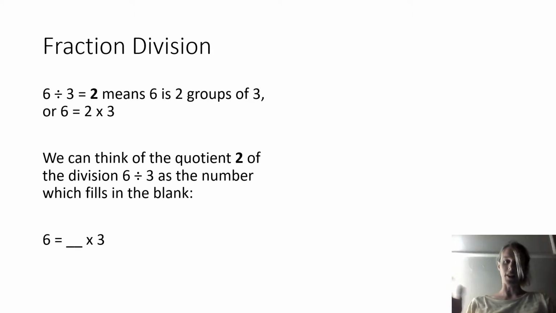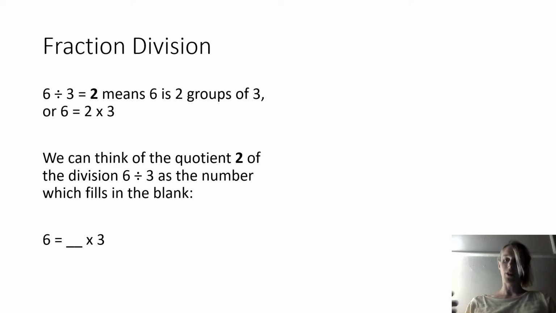So likewise here, 6 divided by 3 equals 2. Well, we can think of it as the sentence 6 equals 2 times 3 rephrased slightly. So 6 divided by 3 equals 2 means 6 splits into two groups of 3. That's one way to think about it. 6 is two groups of 3.